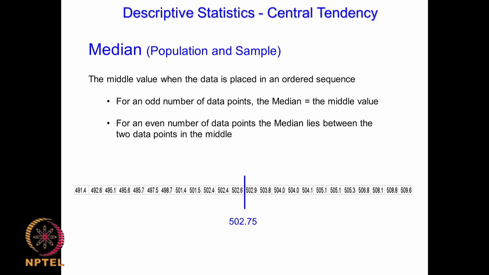Whereas if I have say 19, I may have 9 on both sides, and the middle point will be in the center, whereas if I have 20, I have 10 and 10, so obviously the median will be the average of the 10th and the 11th point. That is called median. So, median is the middle point, whereas mean is an average.